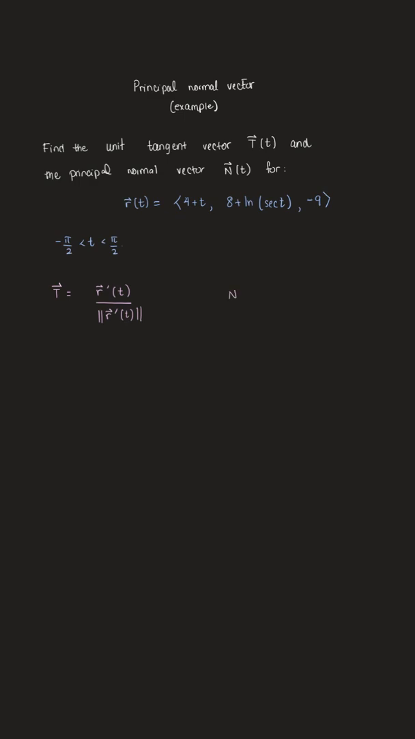And our unit principal normal vector is going to be the derivative of our unit tangent vector divided by its magnitude. So let's find both of those vectors. All right. For sure, if I'm going to find the tangent vector, we're going to need the derivative of our vector function. So let's take the derivative.